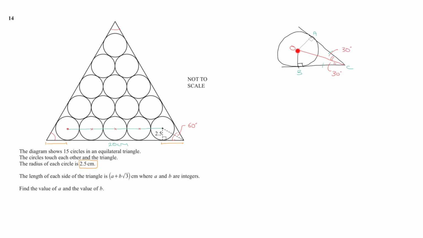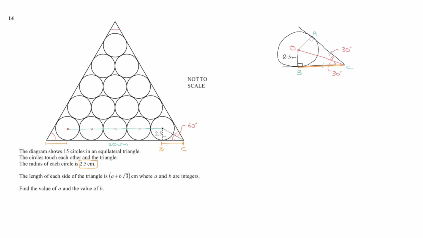Now, using the fact that OB is a radius to the circle and has length 2.5 centimeters, alongside the fact that we now know that this angle here is 30 degrees, we're now in a position to find the length BC that we're after. And just to be clear, this length BC here on our bigger diagram would correspond to the orange line segment I just drew here. So we have BC right there.